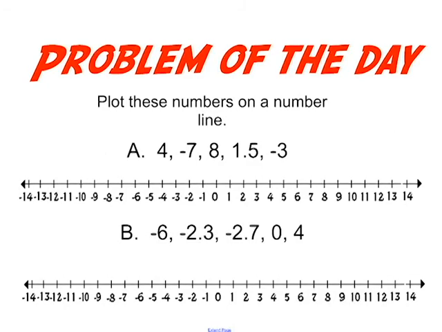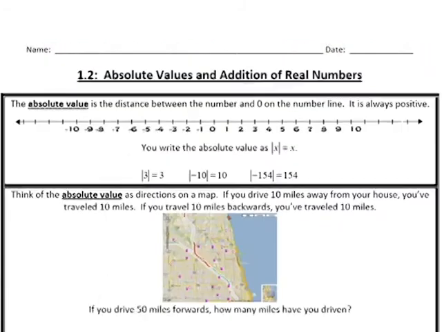Welcome back. Absolute values and addition of real numbers. Before we start talking about real numbers and addition, we need to talk about what an absolute value is. An absolute value, there's two ways to think about it. Essentially, it's the distance a number is from zero. Distance is always positive. You can go 5 feet forward, 5 feet backwards. Either way, you're going 5 feet. You're never going negative 5 feet.